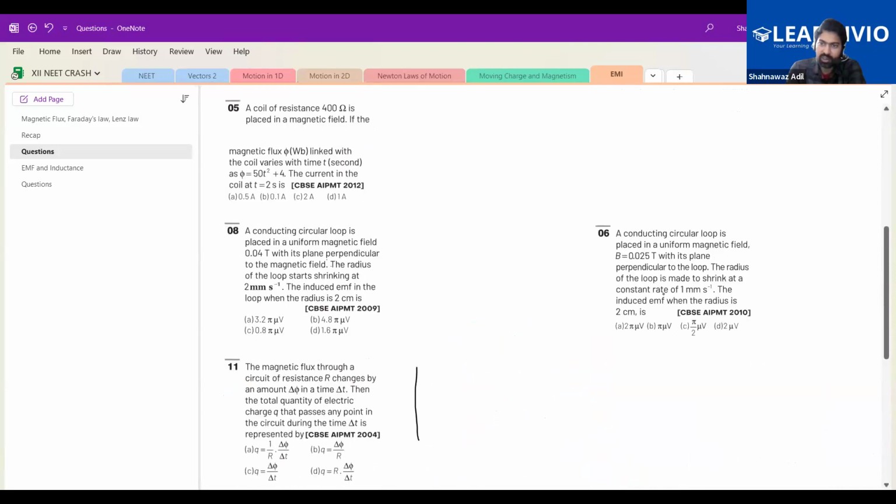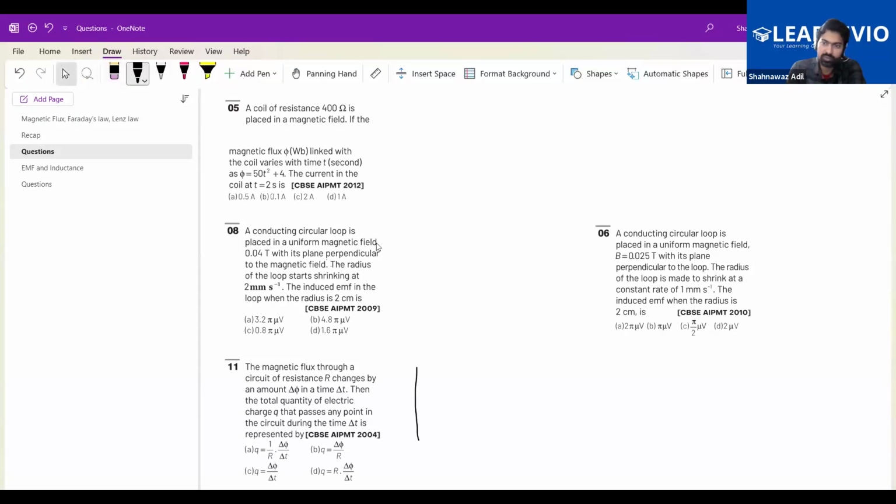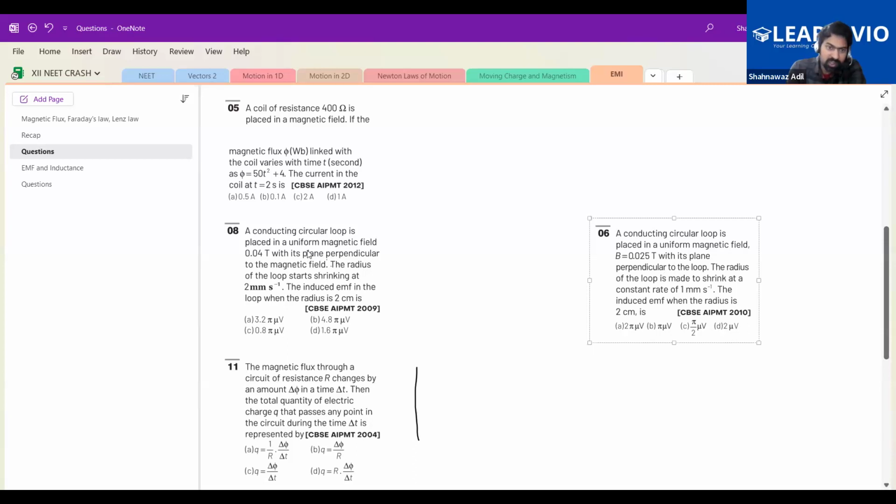so this is the question that we can. So this is also the same question as a conducting circular loop placed in a uniform magnetic field perpendicular to the magnetic field. The radius of the loop starts shrinking at 2 millimeter per second. The induced EMF in the loop when the radius is 2 centimeter, right? So that is the thing that we have to calculate, and this is also the same question, right? Both are the same question. So let's do this question.